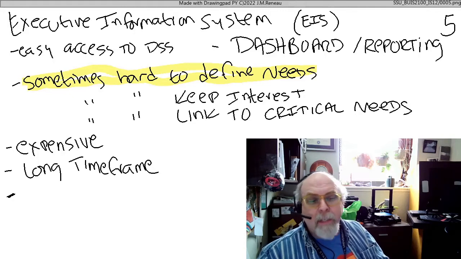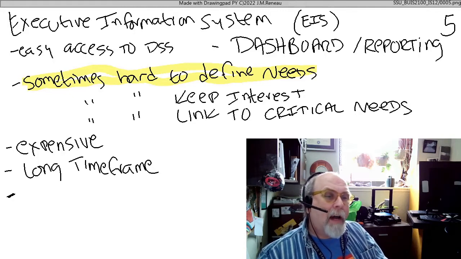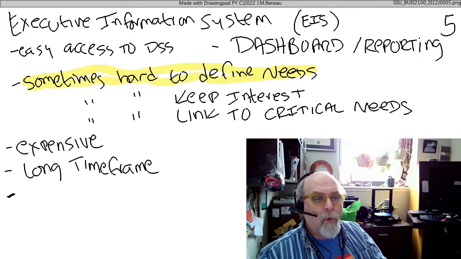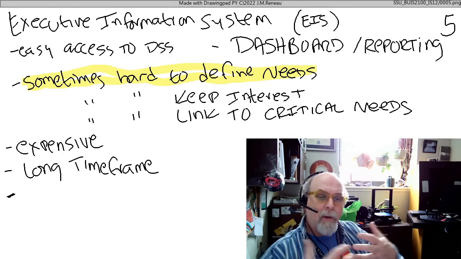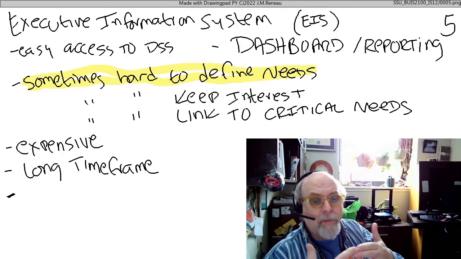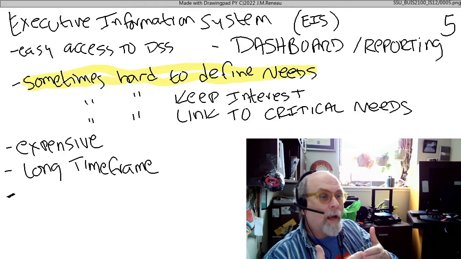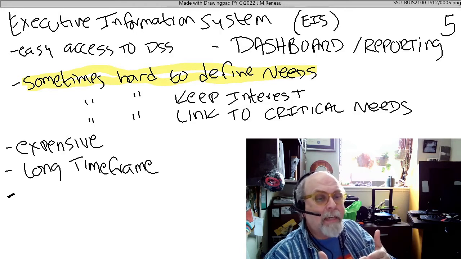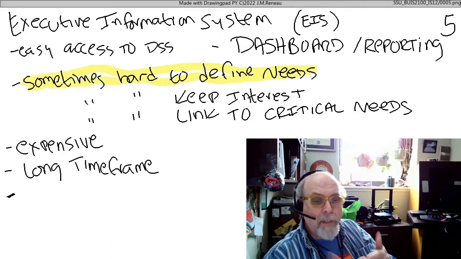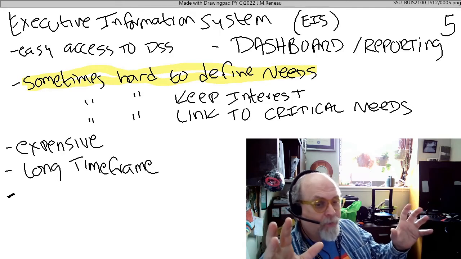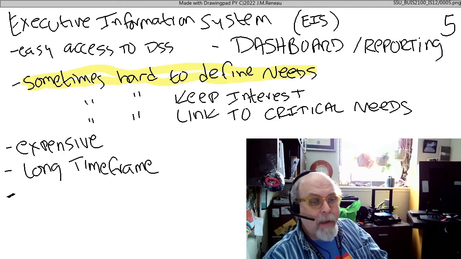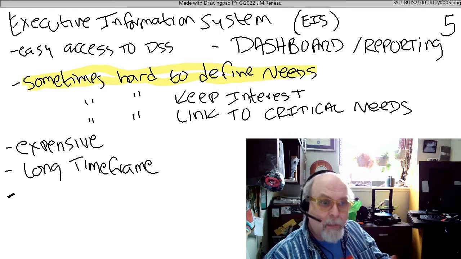So we've talked about decision support systems. The next system I want to talk about is an executive information system, or EIS. An EIS is basically an interface between senior executives and the decision support system. It allows for easy access to the decision support system for dashboards, for reporting, for giving executives that high level view of what's going on to make those really high level strategic decisions.